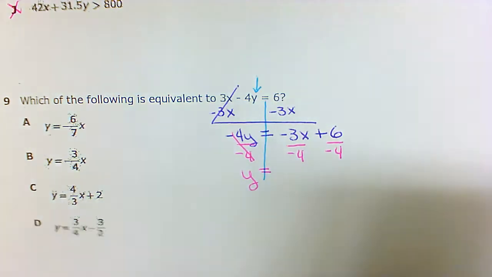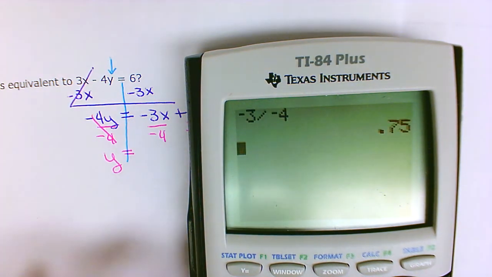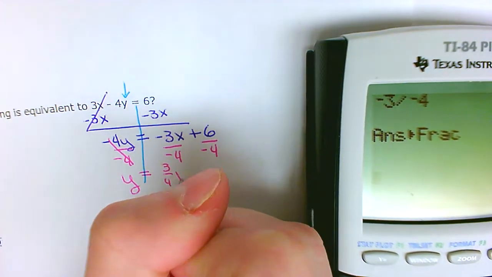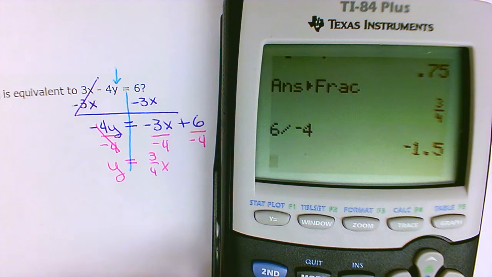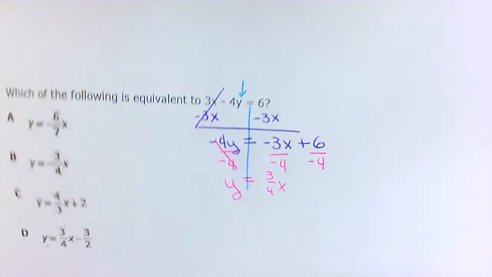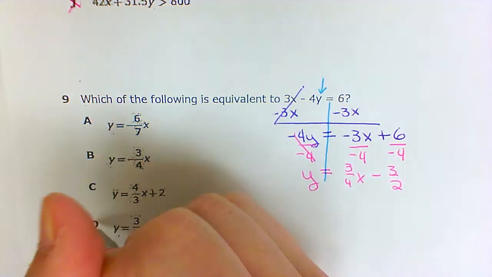Now if you're not good at dealing with the fractions, just type it into your calculator. Negative 3 divided by negative 4 gives you a decimal. So if you press math, enter, enter, that gives you positive 3 over 4x. And if I do the other one, 6 divided by negative 4, also a decimal, so press math, enter, enter, that gives you negative 3 over 2. So the one that matches with this equation would be D.